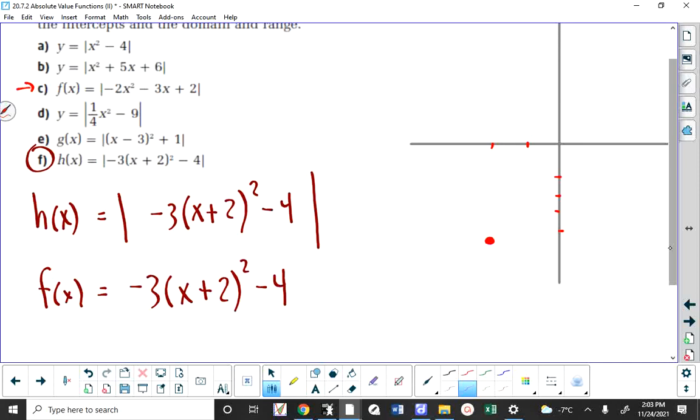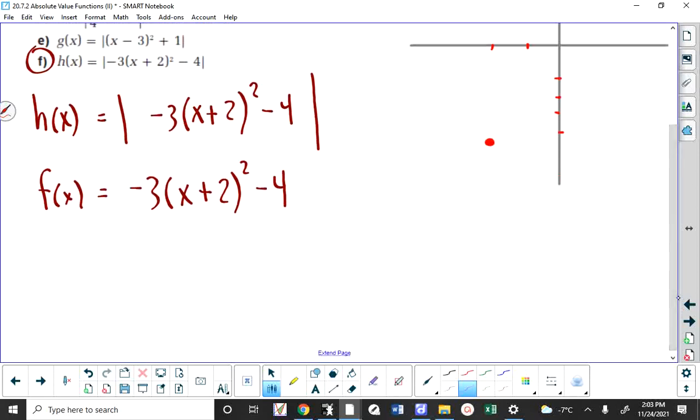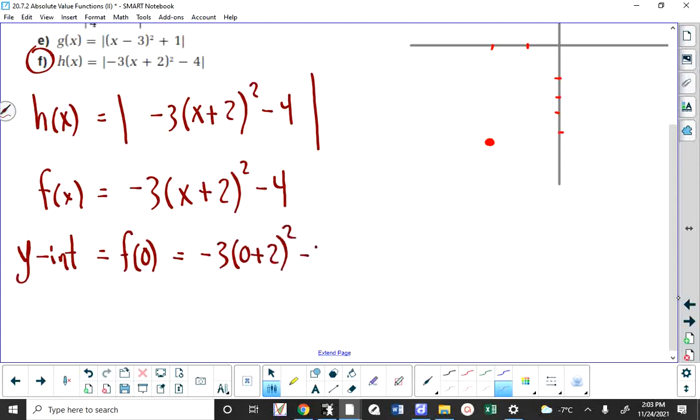So I'm just trying to get a little bit more information about this graph. The y-intercept will be equal to f of 0, which means we're just going to put in 0 for x. And we figure out what this is, and it's going to be a pretty big negative number. 0 plus 2 is 2. 2 squared is 4. 4 times negative 3 is negative 12. Minus 4 is negative 16.